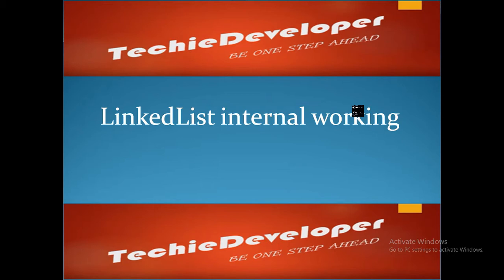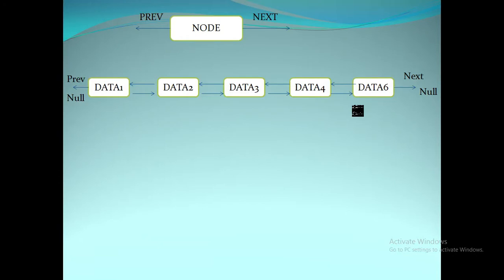As with ArrayList, I have told you the ArrayList is based on the data structure called a growable or resizable array. Similarly, LinkedList is also based on some data structure. That data structure is called a doubly linked list. So let me show you how this doubly linked list internally works.